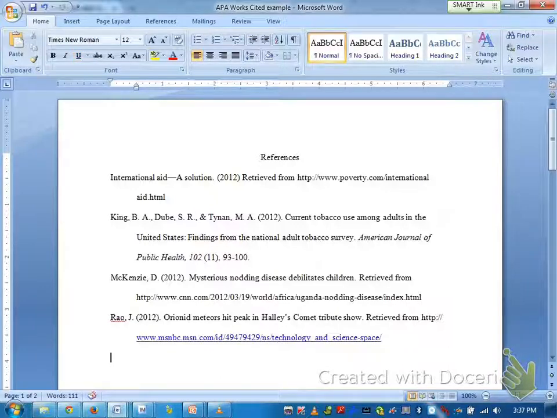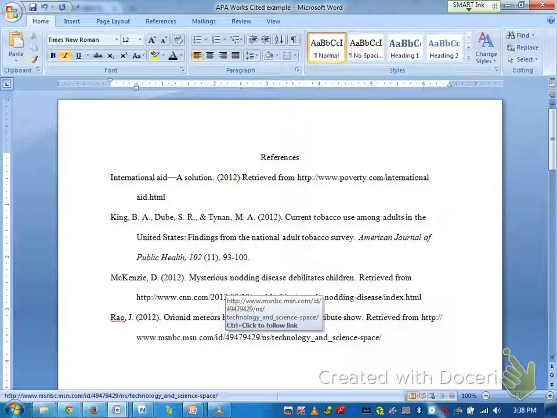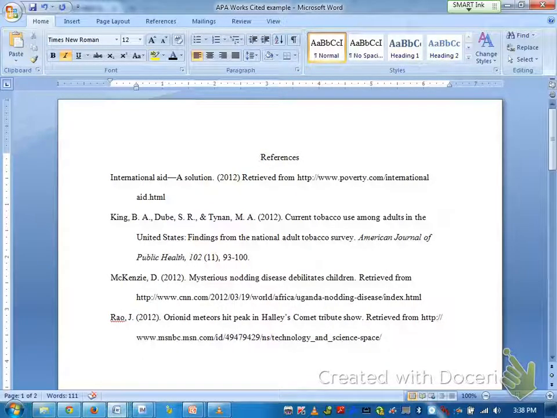Some word processors don't make it that easy, and so what I advise you to do then is to highlight it all, come up to text color, make it black, and then take away the underline. And boom. It's still a hyperlink. You can still click on it, but it doesn't look like a hyperlink, and that's what's important. So that's what a reference page should look like.